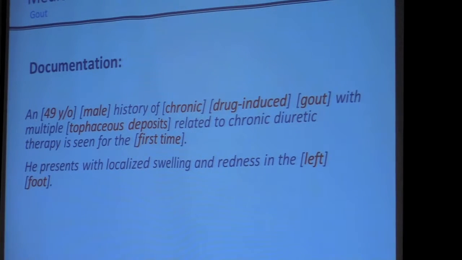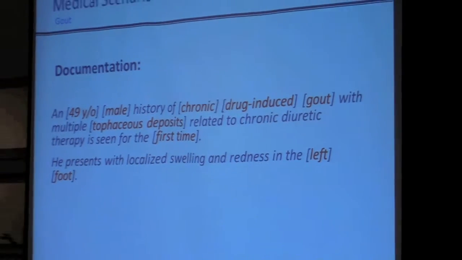Good. So here we have a 49-year-old male with a history of chronic drug-induced gout. He has tophaceous deposit seen for the first time, and presents with localized swelling in the left foot, right? So we know that this is gout. It's in the foot, on the left side. It's tophaceous deposit, the first time they see it. And we know that sex and age aren't going to factor because they're not included in the codes, but still, it's an important concept.